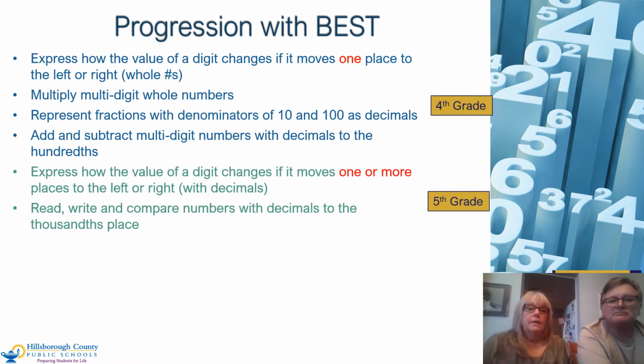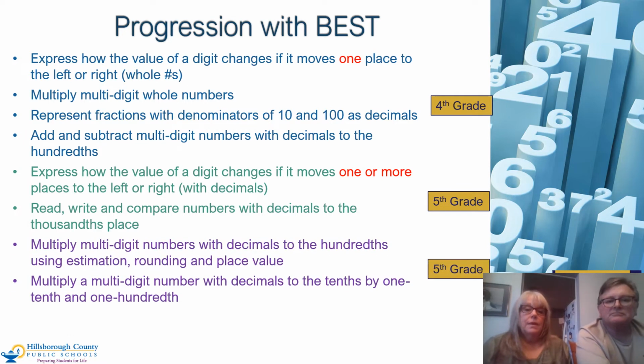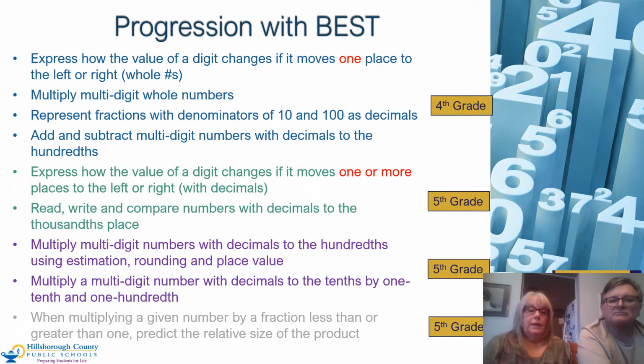In 5th grade, they move more than one place to the left or right, and they do read, write, and compare decimals all the way to the thousandths place. In 4th grade, it was only to the hundredths place. This is where our focus will be in this unit, but you're also going to bring in that benchmark about multiplying a number by a fraction that is less than or greater than 1 to determine the relative size of the product. That's going to come into play when we're multiplying decimals, because you're going to want to know, if I multiply a decimal times a whole number, do I get a larger or smaller product, right? Gotcha. As they're going about patterns.